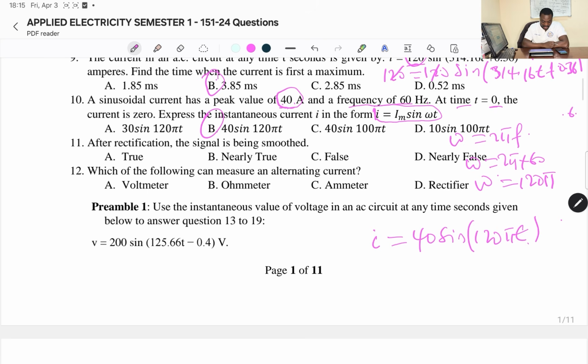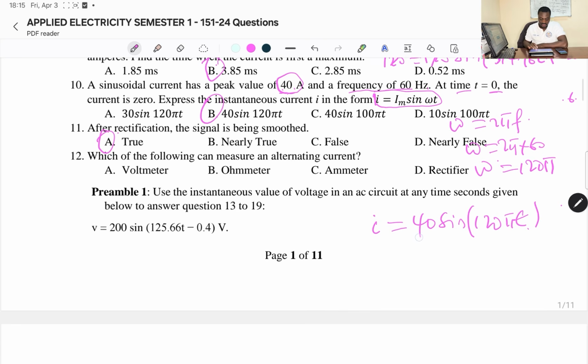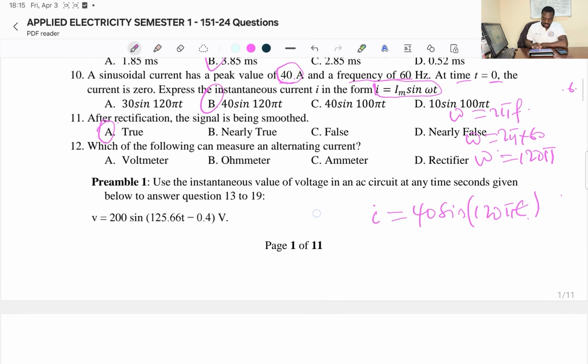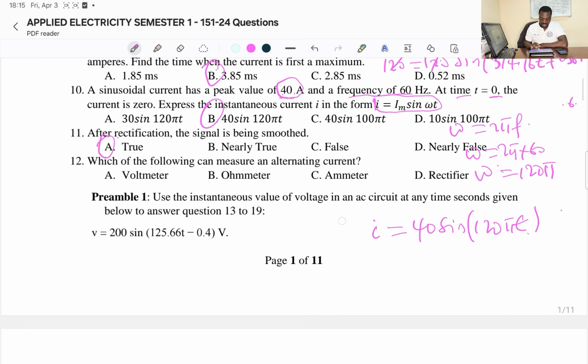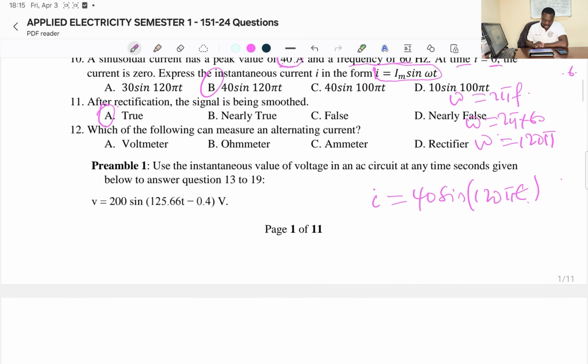Okay. After rectification, the signal is being smoothed, right? So this is true. Once after rectification, what you do is that you try to sharpen the curve of the rectified signal, and you do that by smoothing the rectified signal using capacitors, right? So the answer is A.